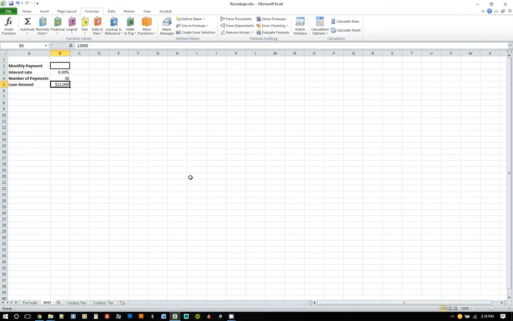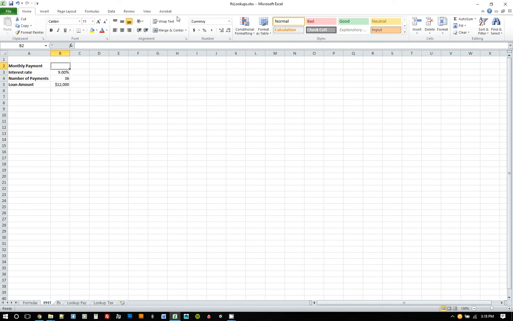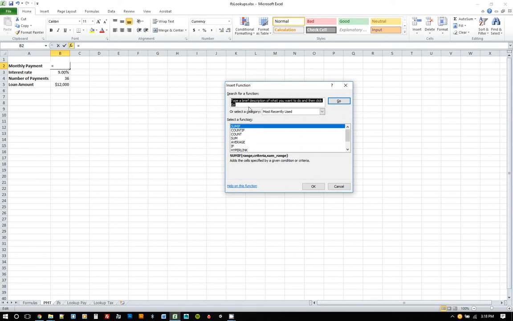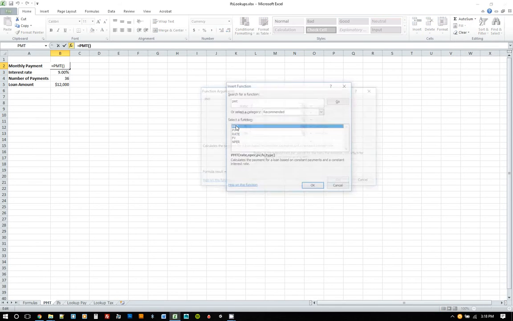So we're going to go ahead and use a function to complete this. We're going to click in our monthly payment box to figure out what our formula is. I'm going to come to my Home tab, come over to the auto sum, and come down to more functions. Now the function that we're going to use is the PMT function for payment. So I'm going to double click on that one.